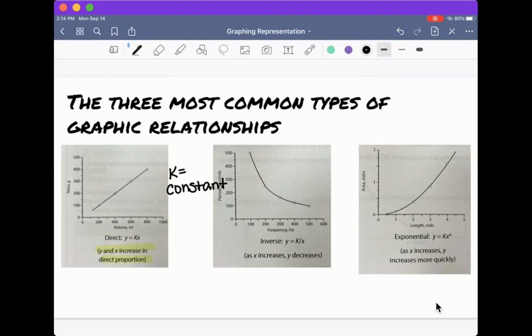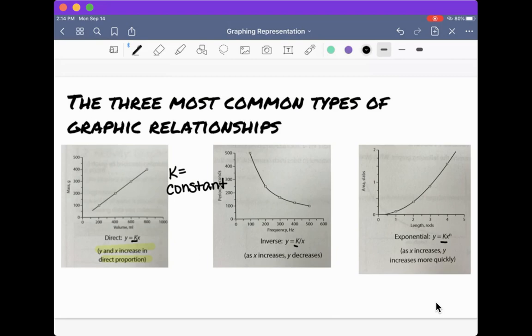Notice that there is a k, a constant. That k is always going to stand for constant in chemistry. That k is there in all of the equations. So there's always some constant that is always in our relationships.